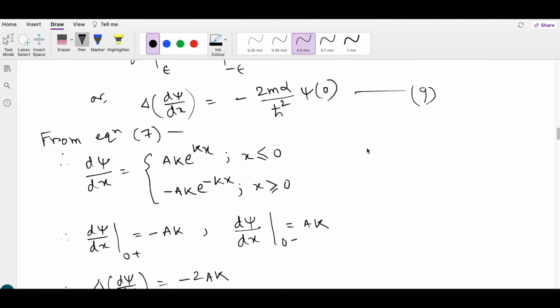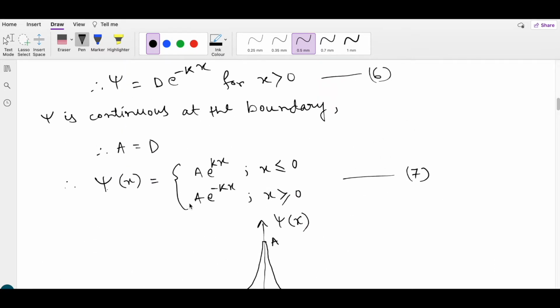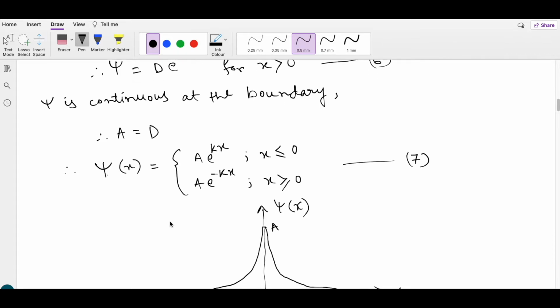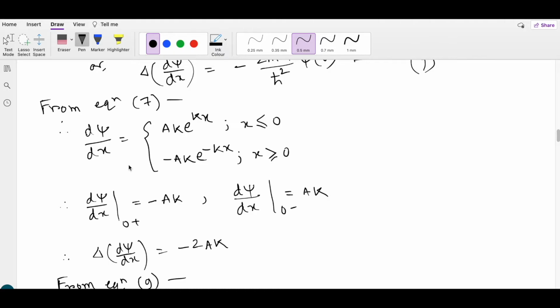So from equation 7, what is equation 7? This is equation 7, the value of ψ. So from equation 7 we will get dψ/dx = A k e^(kx) for x less than or equal to 0, and -A k e^(-kx) for x greater than or equal to 0.